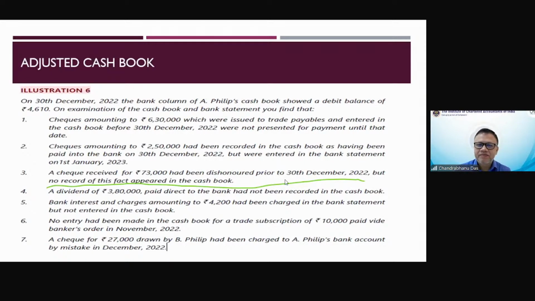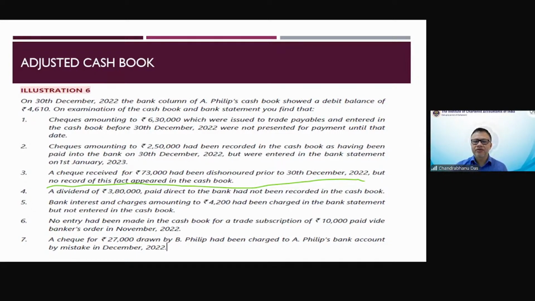Now you see here, this is what we have to find out, what has happened here. Any error you are finding in these points 1 to 7? Just look at the statement. Anybody can raise a hand if they're finding any errors in these 1 to 7 points.